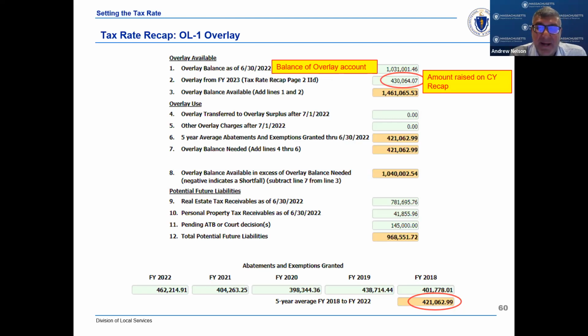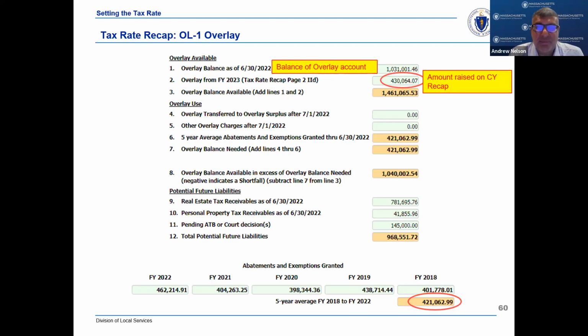And then we add in the amount that we think you're going to get, the $421,062, which is the average. That's what we're thinking you're going to have for abatements and exemptions during the year. In this case, that's all they have. So they're going to need 421 during the year. They have 1.4, so they have an excess of $1 million and 40,000.